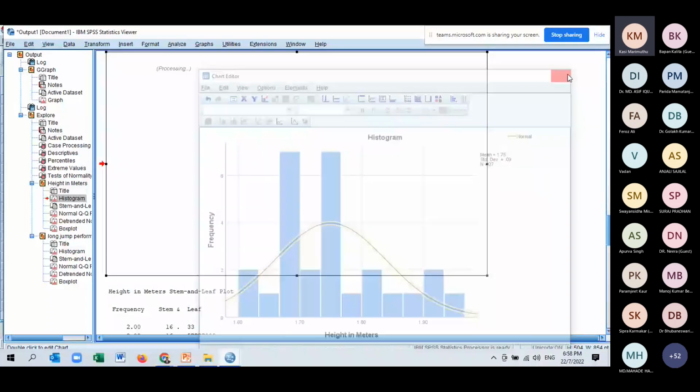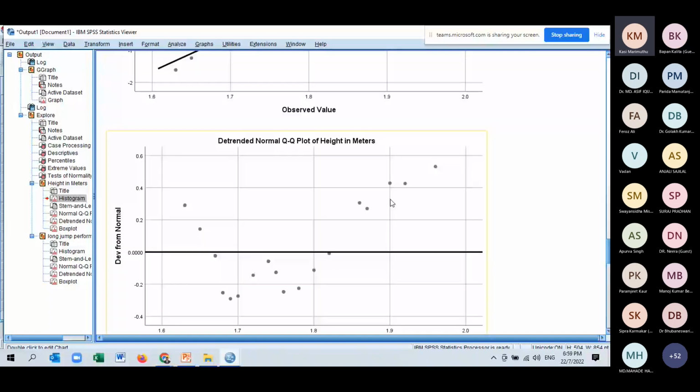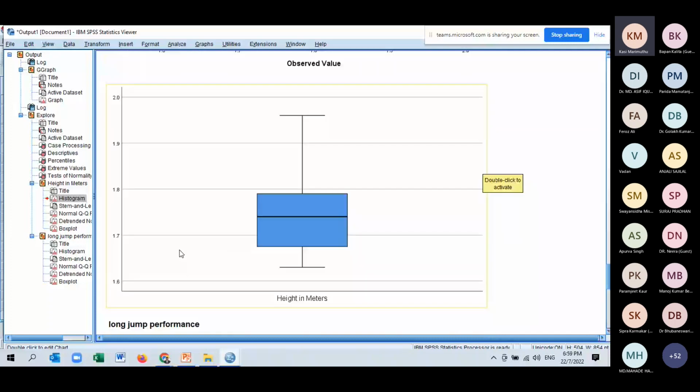This is for height. Then for the QQ plot, all the data points lie linearly on the trend line. In the QQ plot, approximately 50% of the observations are above the median line and 50% below it. And in the box plot, the box is approximately in the center, not slightly on the lower side. And this is for long jump.